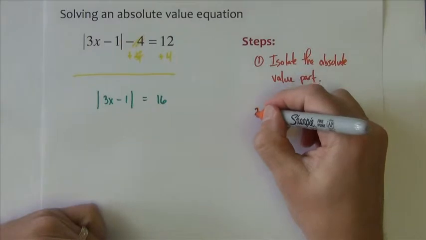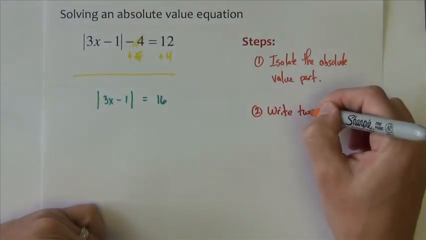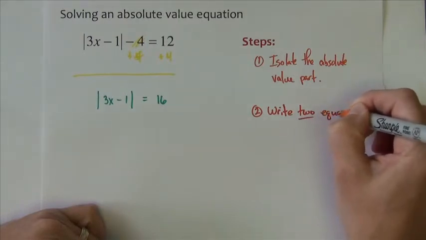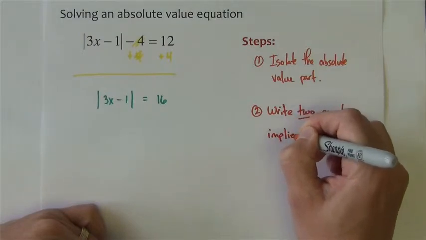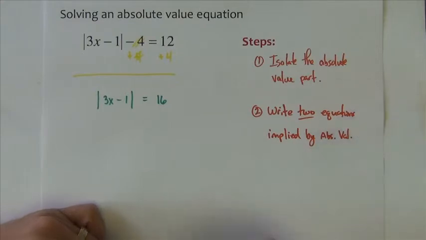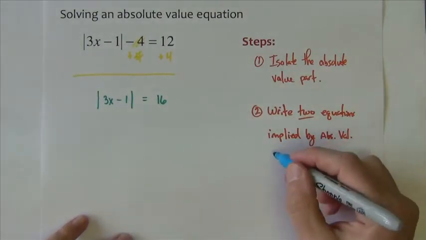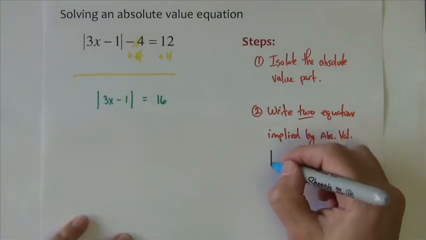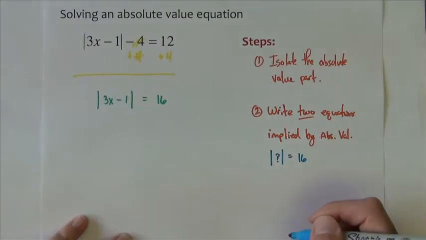Second step is to write 2 equations that are implied by the absolute value. Okay. So what do I mean by that, right? 2 equations implied by the absolute value. Well, for example, this particular problem, I'll just do it right over here. The absolute value of what number is equal to 16?